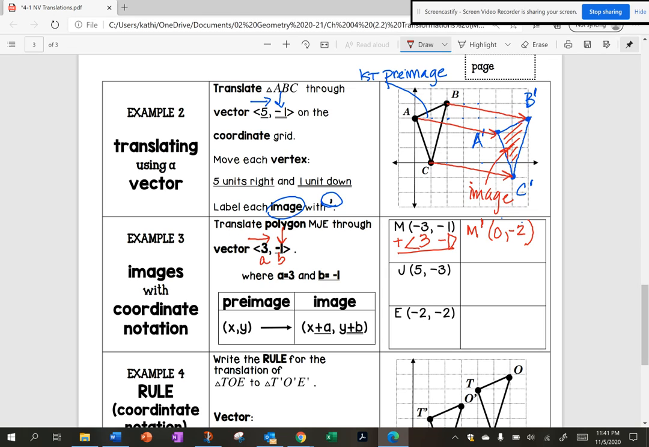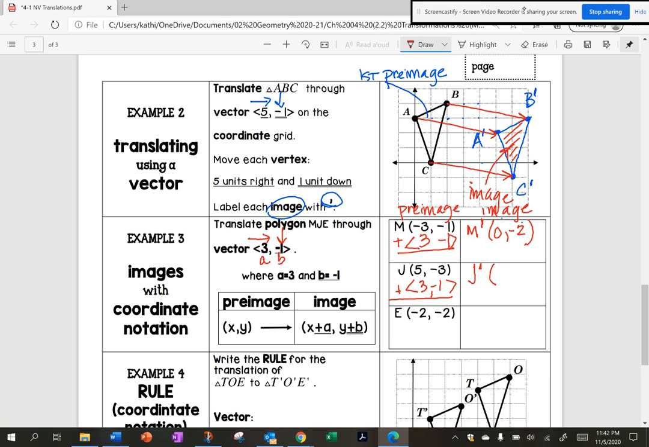So my M prime, so -3 plus 3 is 0, and -1 plus -1 is -2. So I add the vector. So this is 3, -1. So my new point is called my image. So this is my pre-image. And this is my image. So my original point, my pre-image is called J. So my image is called J prime.